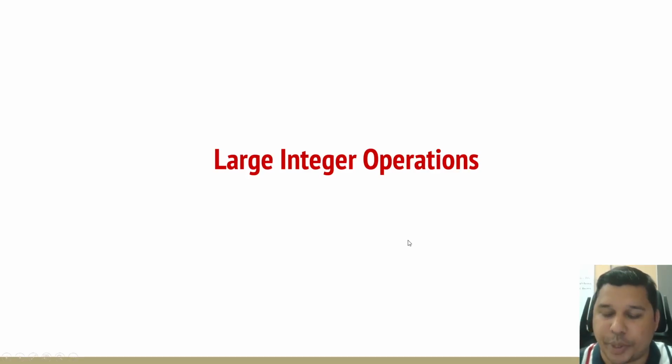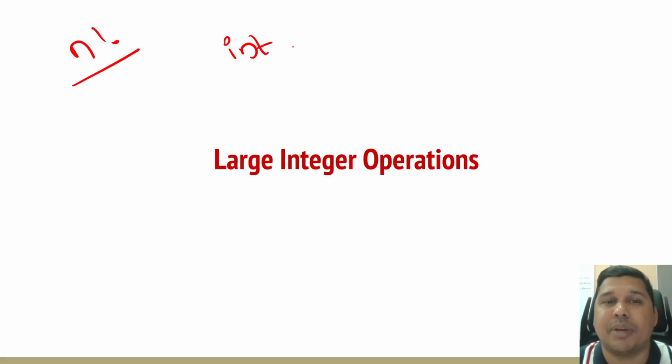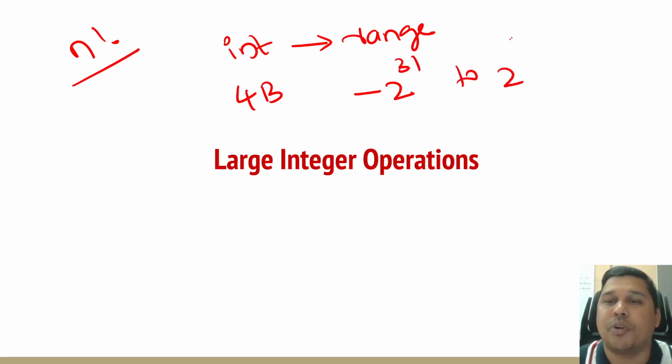Large integer operations. Suppose you are given a number n and asked to find the factorial of that number. Generally, when you declare a variable as int, we know it has some limit, some range. If the size of an integer is 4 bytes, then it can store from minus 2 power 31 to 2 power 31 minus 1. Only a maximum of this much range can be stored.